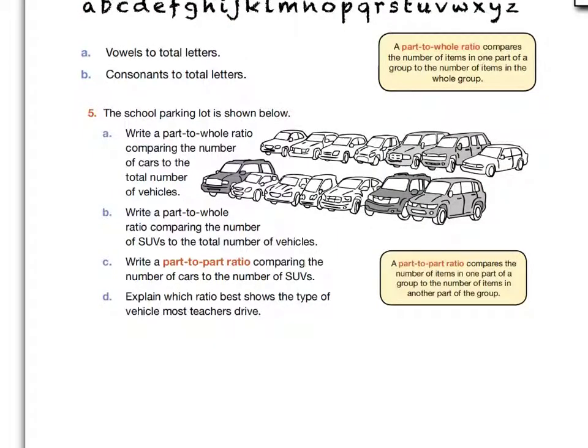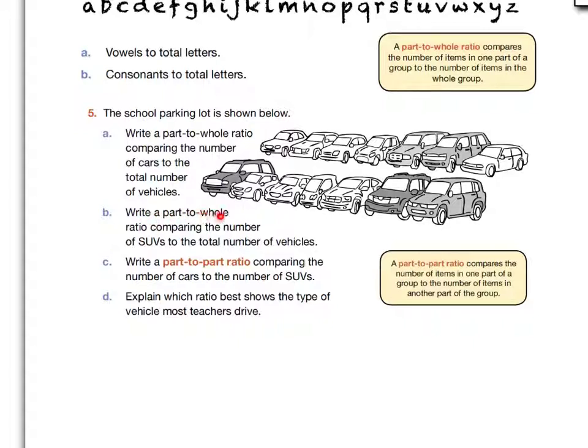All right, the last one that we're looking at. We are looking at a school parking lot. We are writing part to whole ratios, comparing the number of cars to the total number of vehicles. So cars are all the white ones. They're smaller. B, I'll read through all the questions and then you can do them.